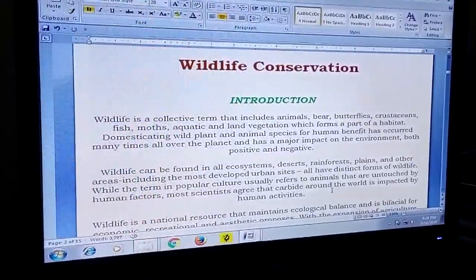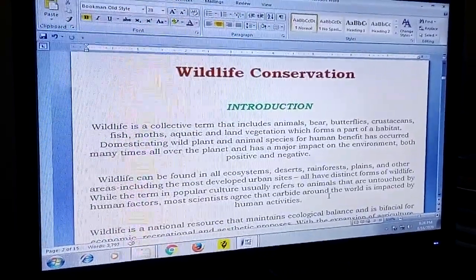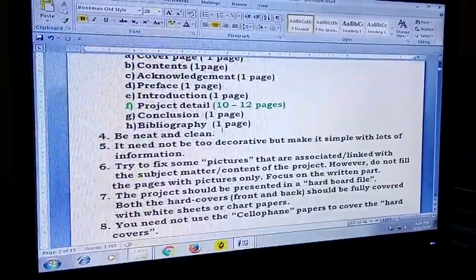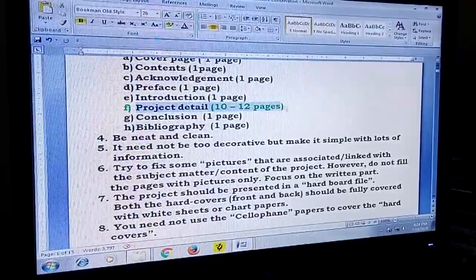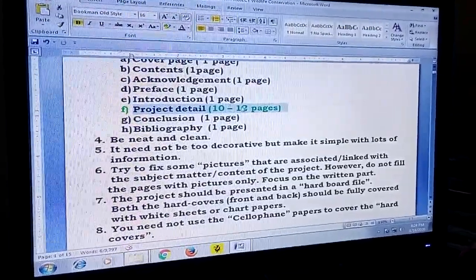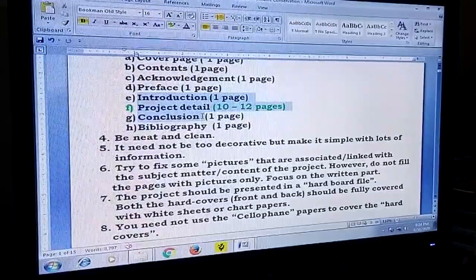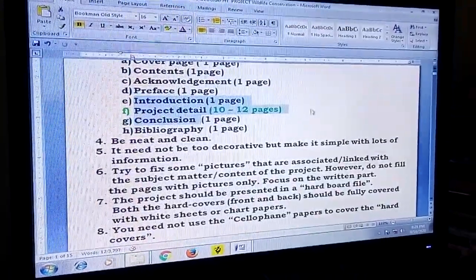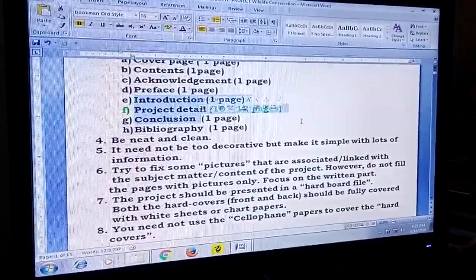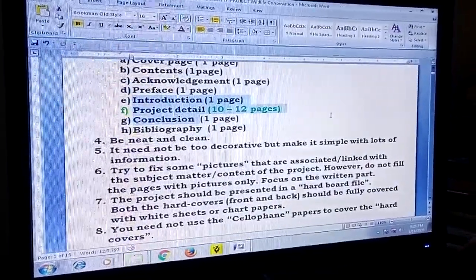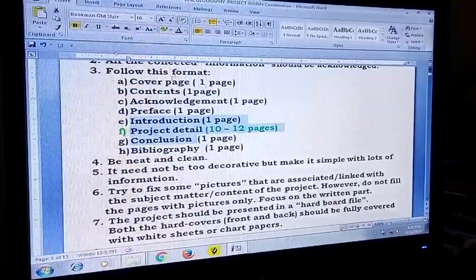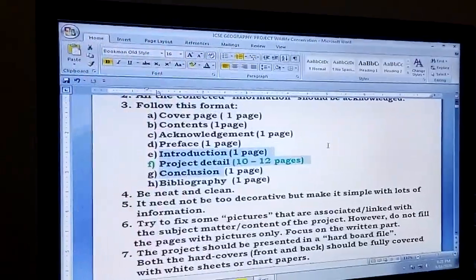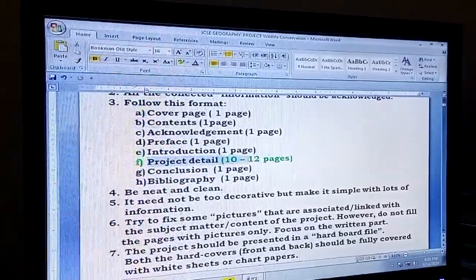Now, wildlife conservation, how to go about it. I am talking straightaway about the project details, 10 to 12 pages, starting from the introduction. The rest of the things we have already discussed. These pages are formalities you have to do, like name of the book, contents, et cetera, and are not very much the serious part of the project. But your major part is this part, starting from the introduction.